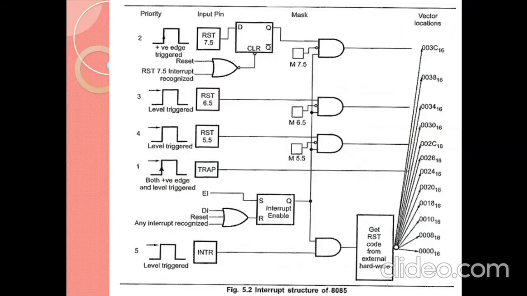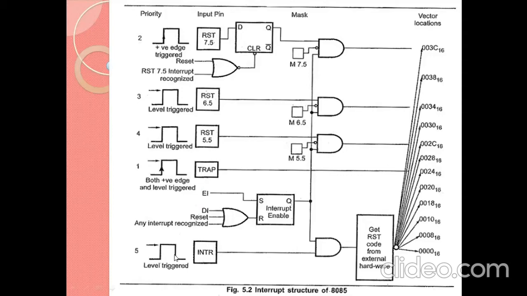Next, we are going to see the interrupt structure. This is the interrupt structure. There are 5 hardware interrupts available: INTR, trap, 7.5, 6.5, 5.5. Here the highest priority is trap. This is the second one, third, fourth, fifth. The fifth one, INTR, is the lowest priority.